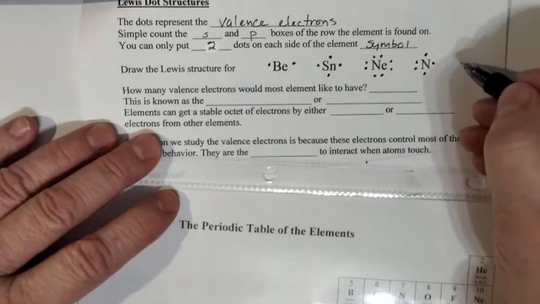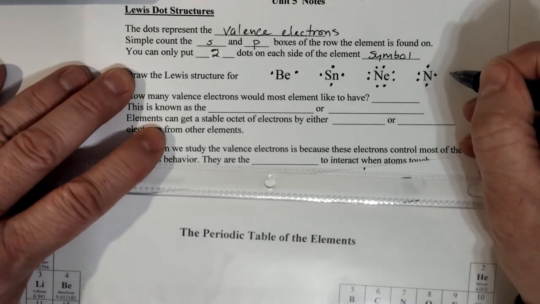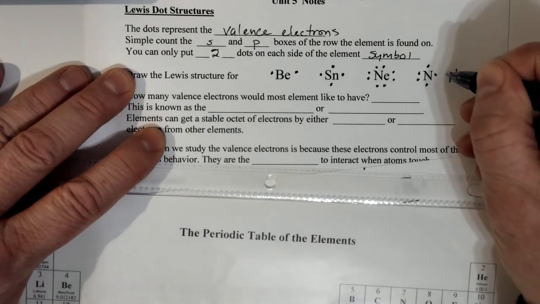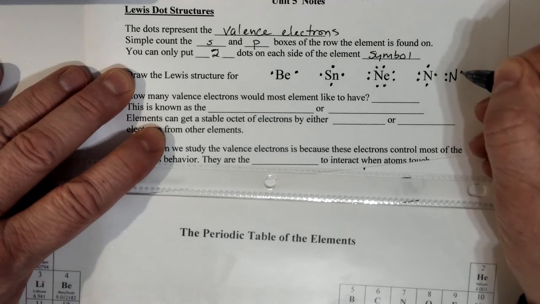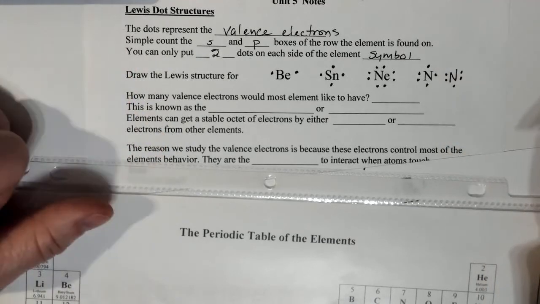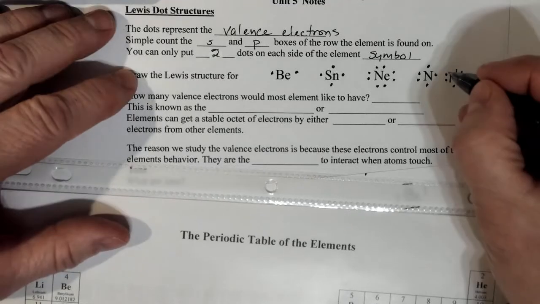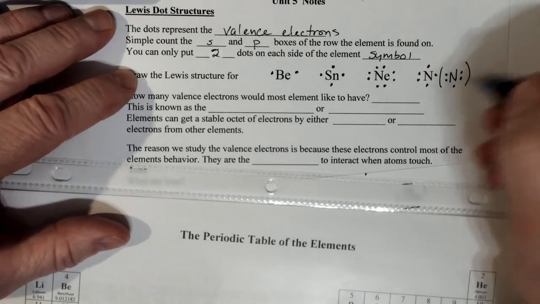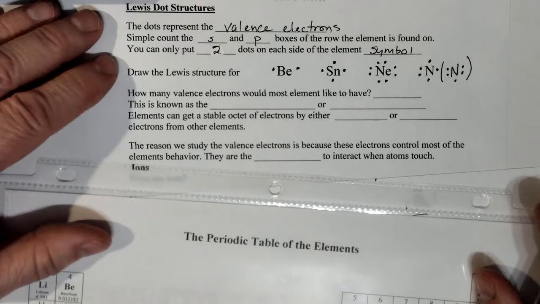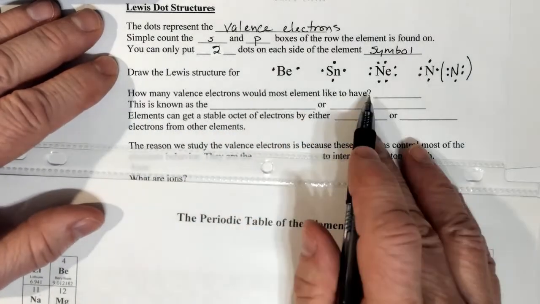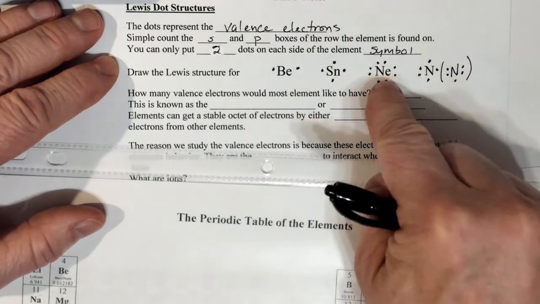And if you wanted to put 2 on a side like this, let's say you wanted to do 1, 2, 3, 4, 5, that's not incorrect, but just no more than 2 per side, because it still is easy to read and see that situation. So how many valence electrons would they like to have? They would love to have 8.